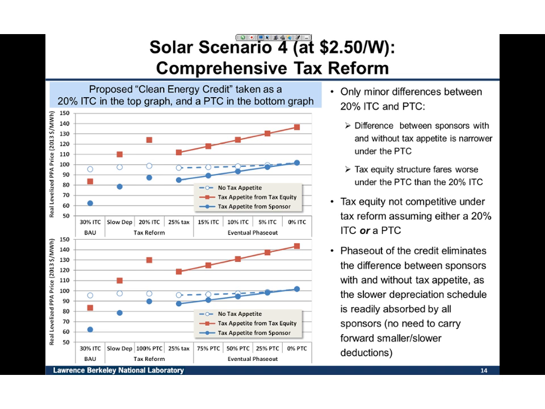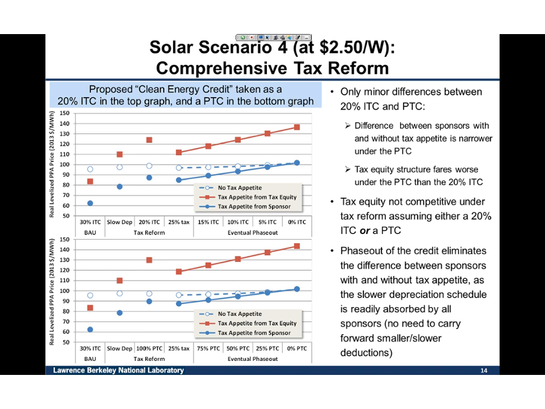And then again, we see that the phase out of the credit eliminates the difference between sponsors with and without tax equity altogether, because the slow depreciation schedule is easily absorbed by the project itself, regardless of whether or not the sponsor has external tax appetite.